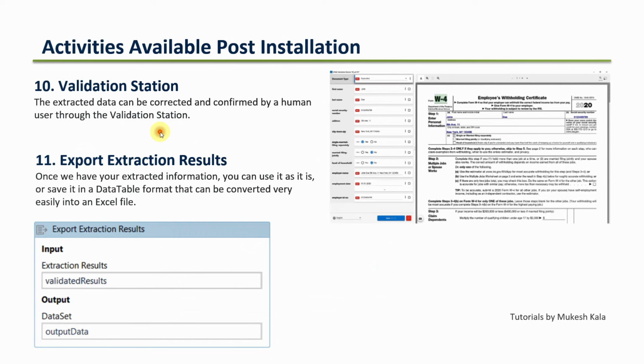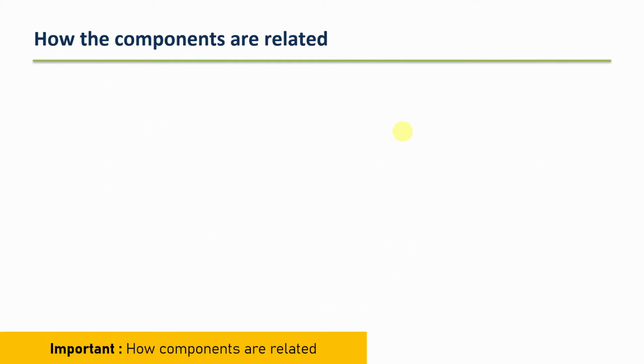So all of these 10, 11 activities, whichever I have shown you, these are available post the installation of that activity package, and these actually align to the complete stages of the document understanding framework. Now that we have installed the dependencies, I got all the different components.